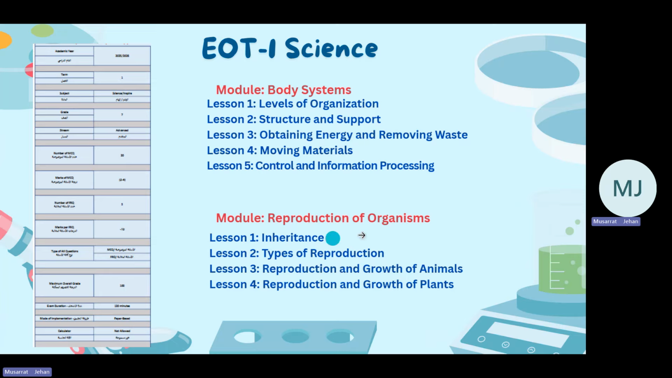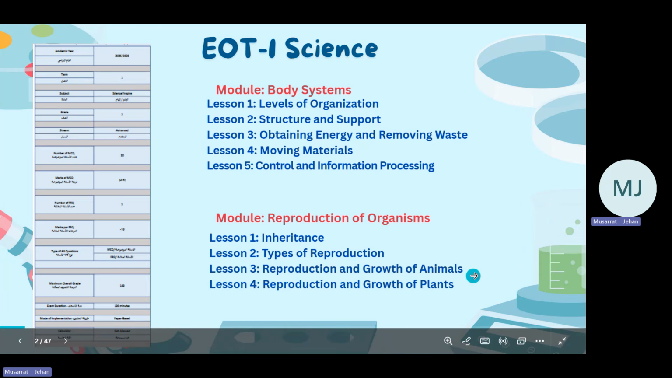Then the other module, reproduction of organisms, has lesson 1, inheritance. Lesson 2, types of reproduction. Lesson 3, reproduction and growth of animals. Lesson 4, reproduction and growth of plants. I don't see any question from this lesson.